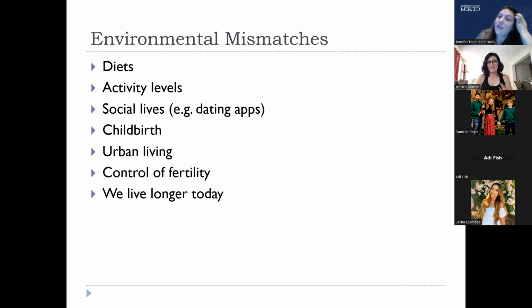So I think we're messing with a lot when it comes to our social lives. And I think that could be why we're having so much anxiety, depression, and stress right now: a mismatch between our evolved psychology and our new social worlds. Childbirth is a big one. We didn't really have C-section deliveries. You would have just died in childbirth. I'm not saying that's better.